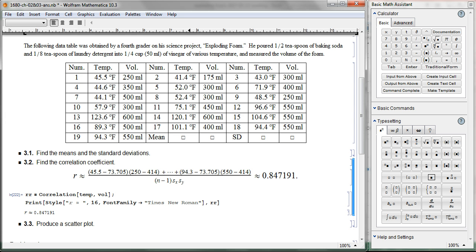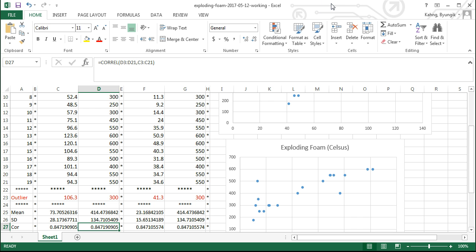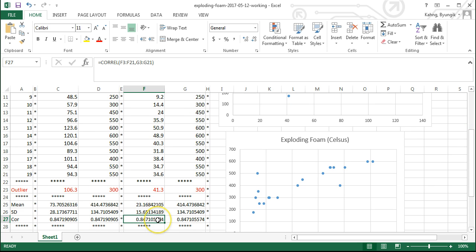Why? Here we go. The deviation of the temperature times the deviation of the volume repeats everywhere, all the way in the numerator. Multiplication is commutative, so this times that versus that times this, we have to have the same. How about the denominator? sx times sy versus sy times sx, they are the same. Multiplication is commutative. So it does not matter whether you select array 1 as temperature or array 2 as temperature, and vice versa.